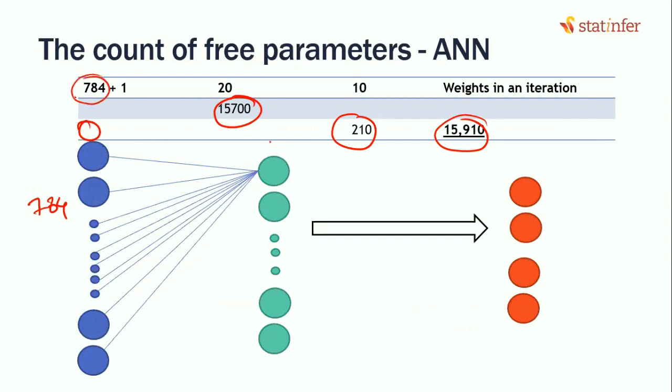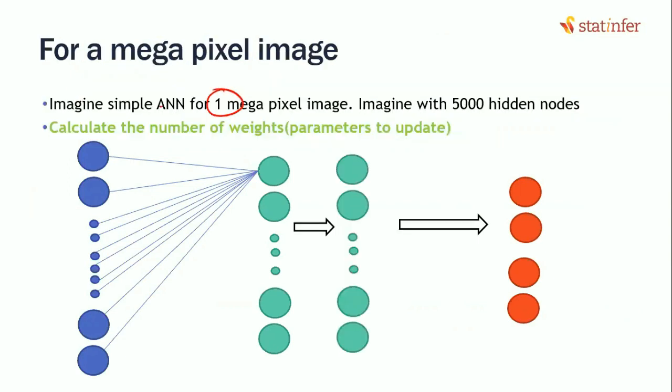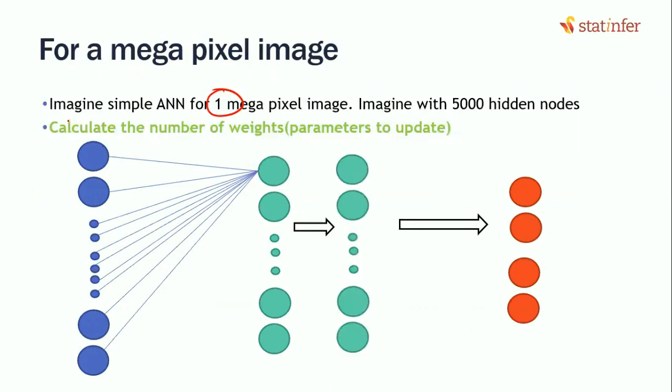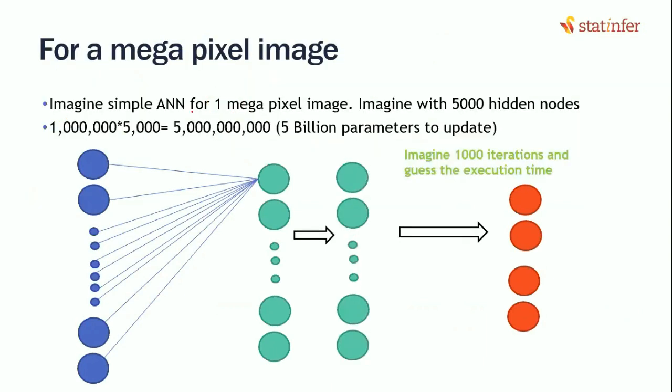That is for 784 pixels only. What if I take 1 megapixel instead of 784 pixels? I will have 10 lakh pixels, 1 million pixels. If I take 1 megapixel, the number of weights will be nearly 5 billion parameters. If you take 1 megapixel with simply 5,000 hidden nodes, 1 million into 5,000, that is 5 billion parameters.